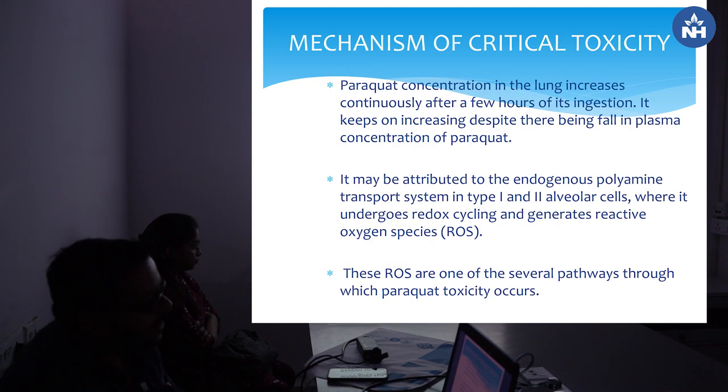Now, the mechanism of cellular toxicity. Paraquat concentration in the lung increases continuously after a few hours of its ingestion. It keeps on increasing despite the fall in the plasma concentration of paraquat. It may be attributed to the endogenous polyamine transport system in the type 1 and type 2 alveolar cells, where it undergoes redox cycling and generates reactive oxygen species. These reactive oxygen species are one of the several pathways through which paraquat toxicity occurs.